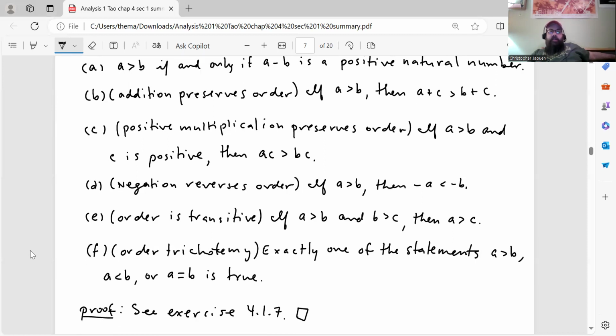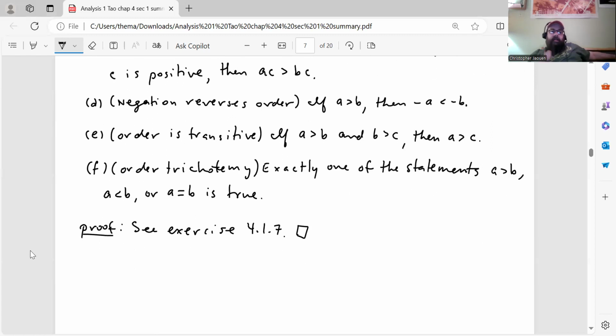And finally, order trichotomy, which we've actually already talked about. Exactly one of the statements, A greater than B, A less than B, or A equals B, is true. And again, he leaves the proof to the exercise set for us to do, which we'll do in the next video. So kind of a short section, but we have a bunch of propositions that we have to prove in the exercise set. So let me stop my screen share.